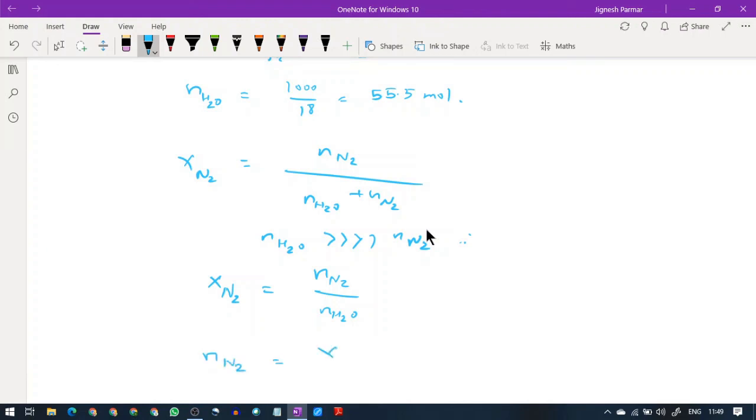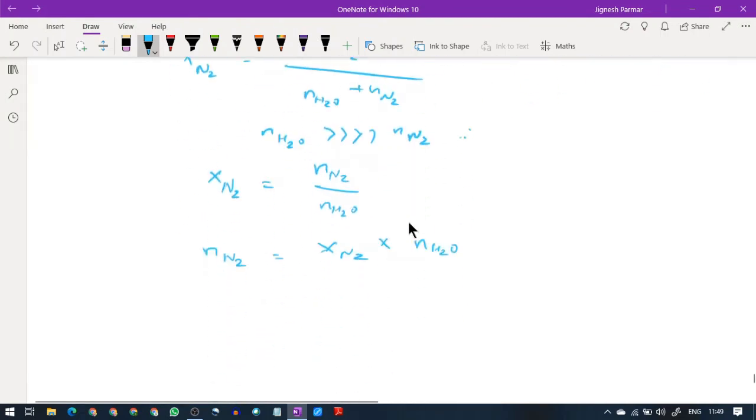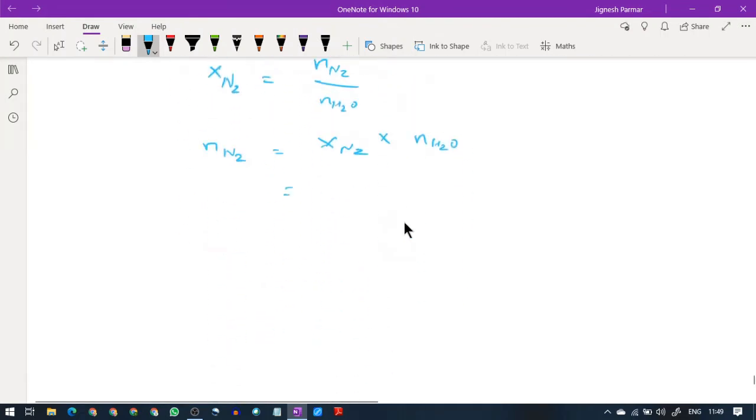So I will write it this way. The number of moles is the mole fraction of nitrogen into the number of moles of water. What is the mole fraction of nitrogen? 1.29 into 10 raised to minus 5. So this will be 1.29 into 10 raised to minus 5 multiplied by the number of moles, 55.5. So the answer will be 7.16 into 10 to the minus 4 mole.